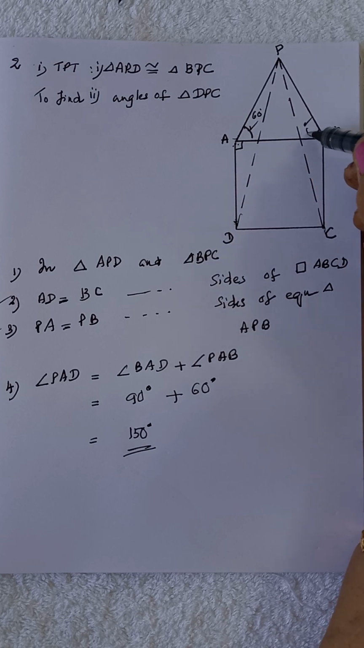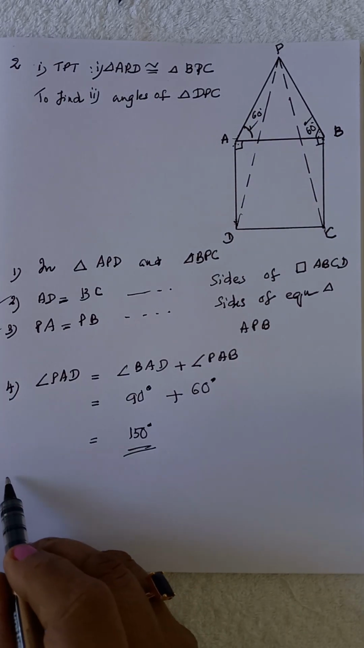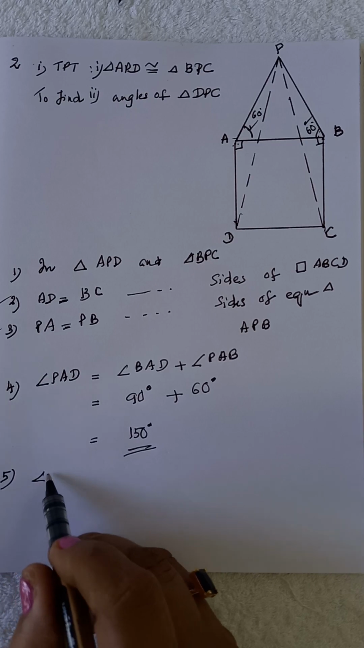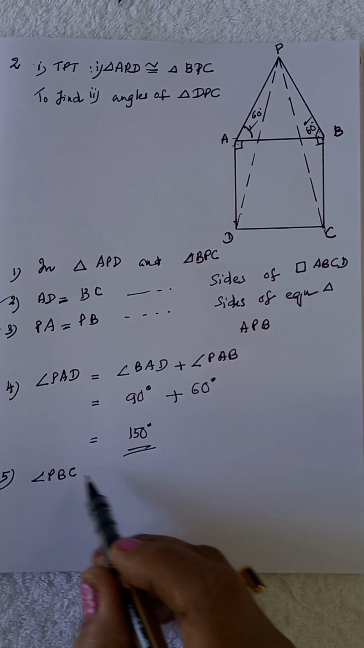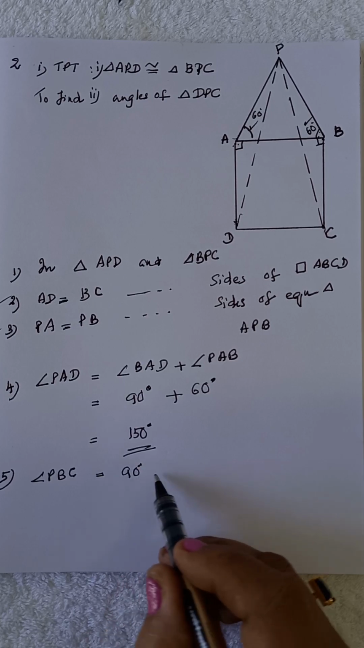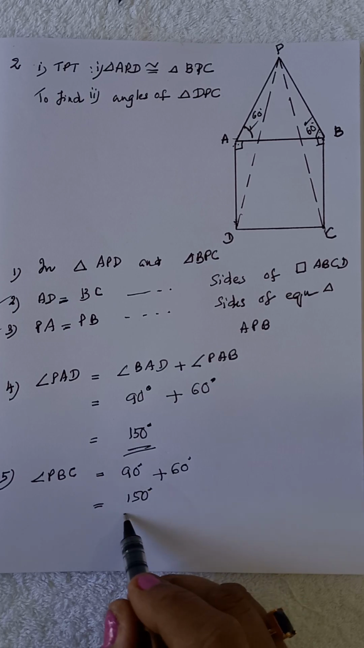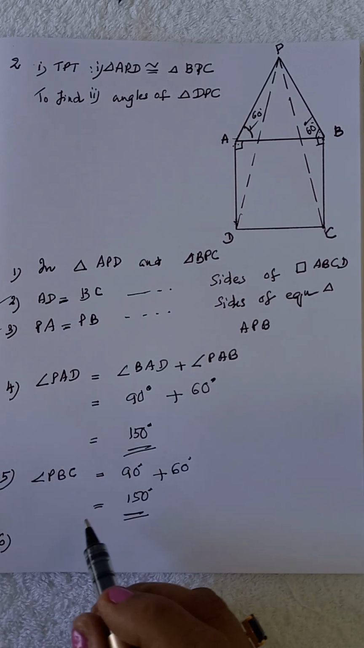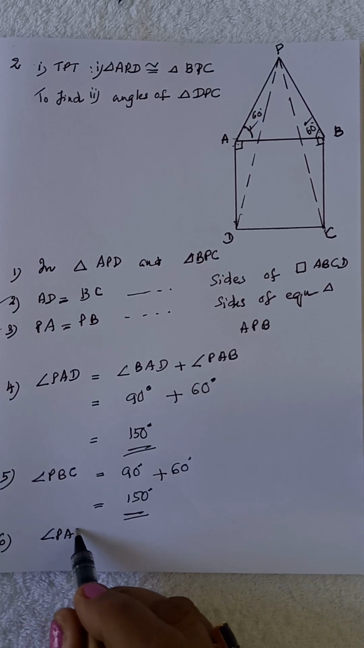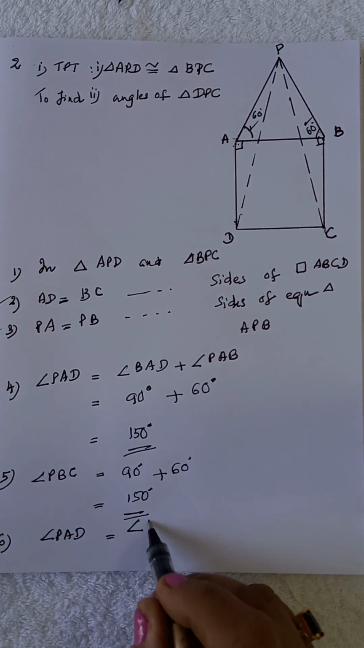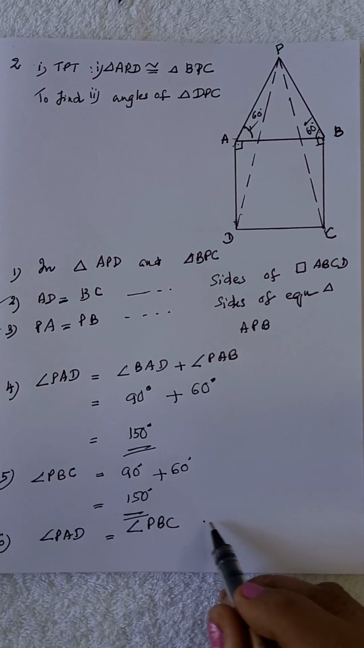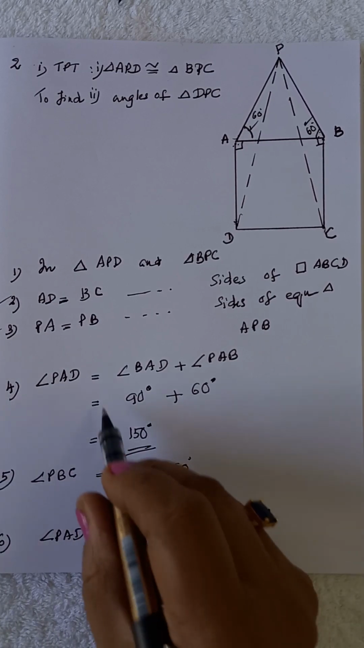Here also this is 60 degree and this is 90 degree. So the total angle PBC is 90 degree plus 60 degree, 150 degree. So we can write it directly as fifth point, angle PBC is equal to 90 degree plus 60 degree, that also will be 150 degree. So we can write sixth point as angle PAD is equal to angle PBC. Reason is from 4 and 5.